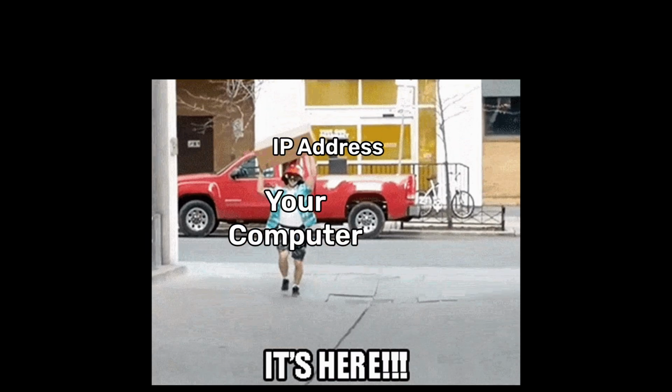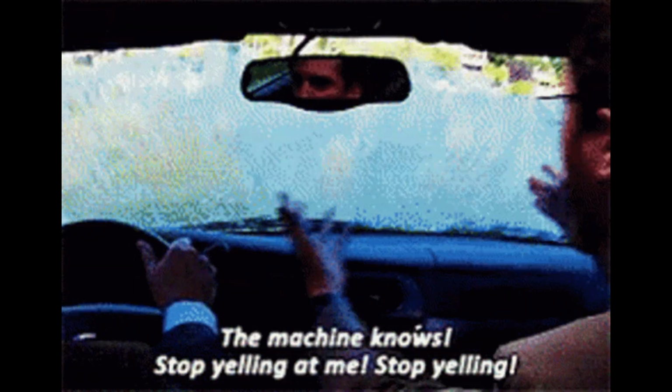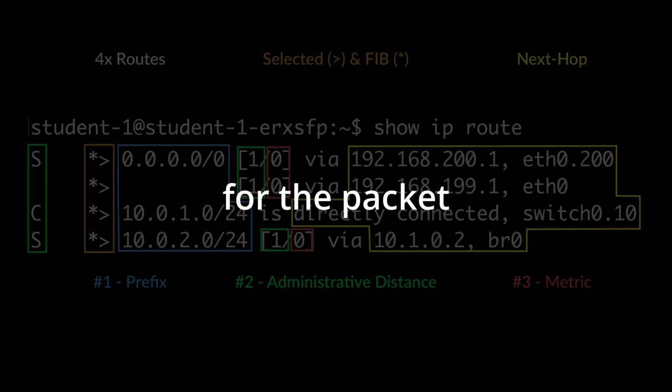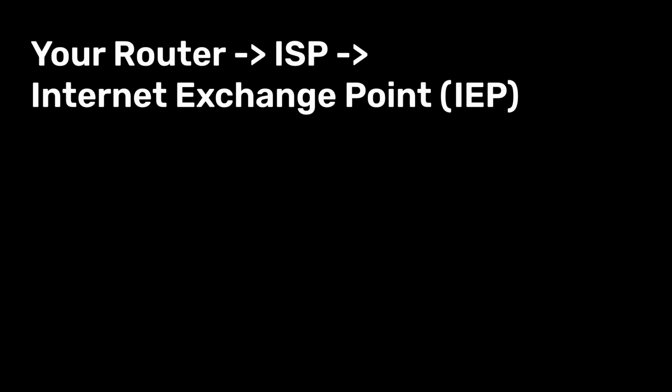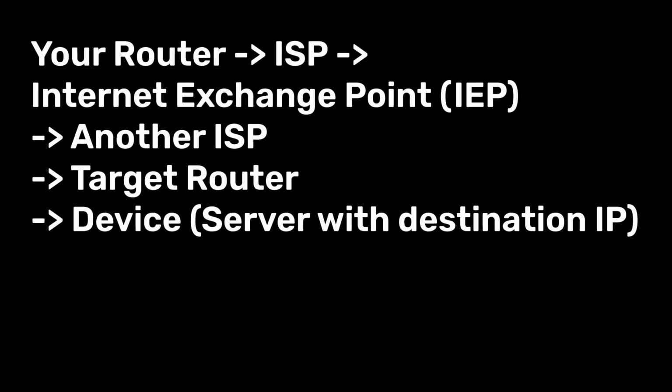Once your computer gets the desired IP address, it sends a request to your router. Sort of like how Google Maps will give you the shortest route to your destination, the router will consult its routing table to determine the best next hop for the packet. Most of the time, the flow will go something like this. Your router sends the data to your internet service provider, which sends the data to an internet exchange point, which sends the data to another internet service provider, which will send the data to the target router, which finally will send all the data to the device connected to that router with the destination IP address.